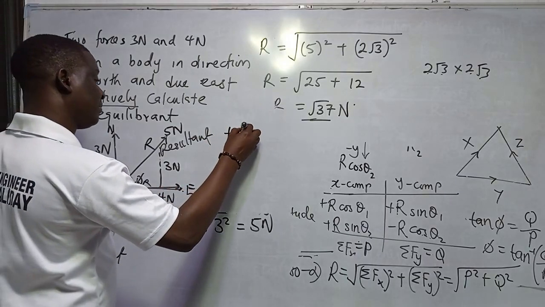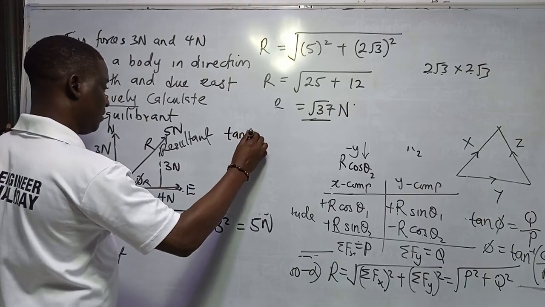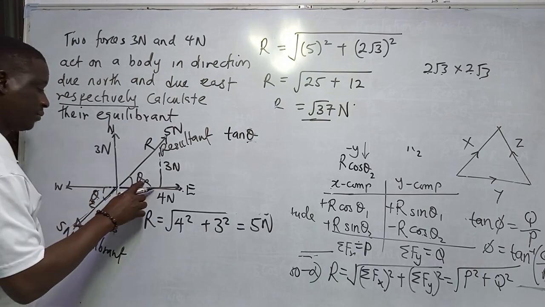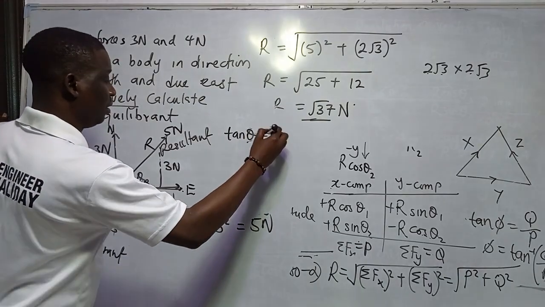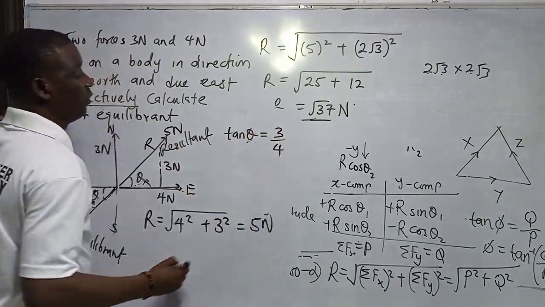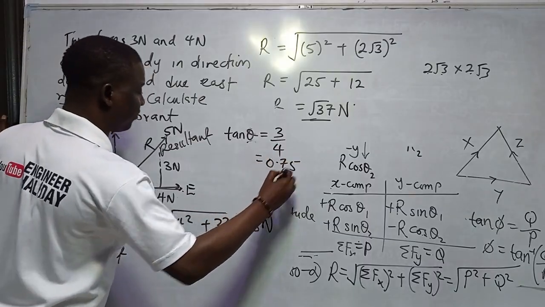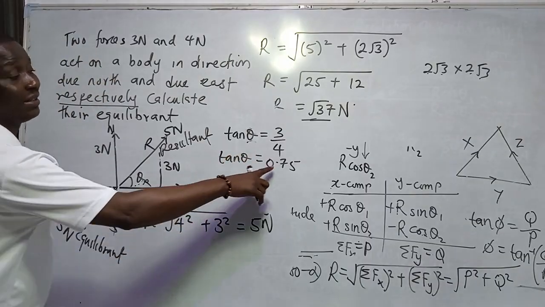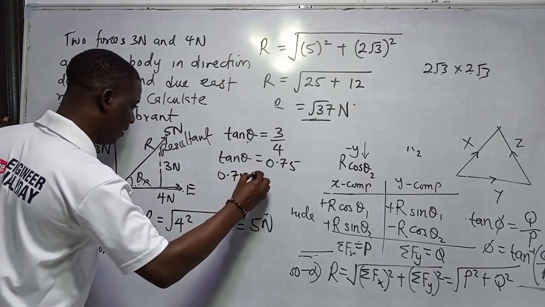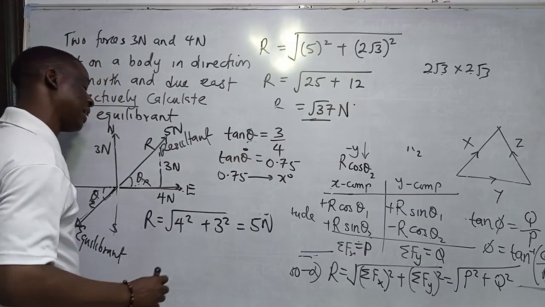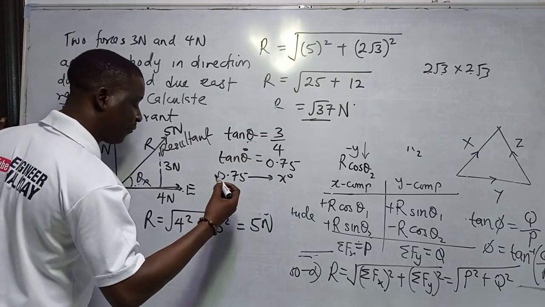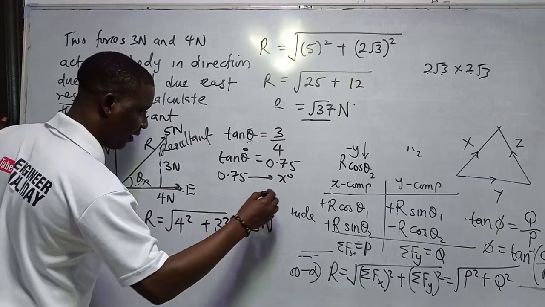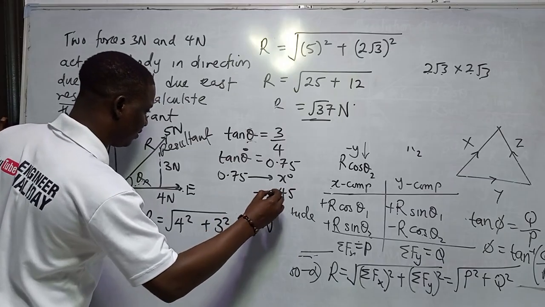So this one will now be, let's say tan theta, let me use theta. Tan theta equals to what? Opposite over adjacent is 3/4. So this one will give us 0.75 equal to tan theta. Now, what I will do to know this theta value, like I say 0.75, give me x degree. Then tan 45 is what? 1. Tan 45 degree is equal to 1.